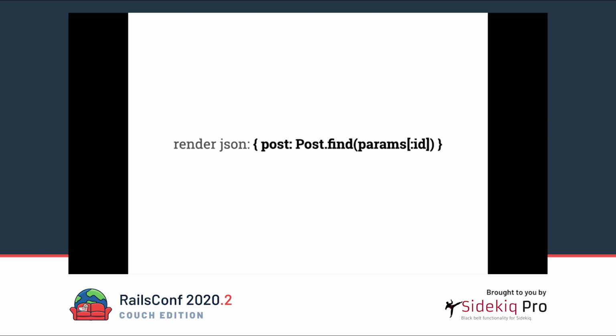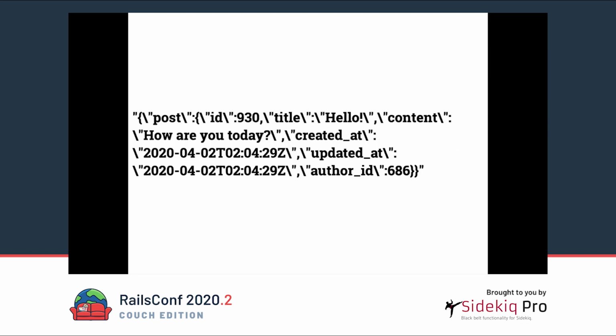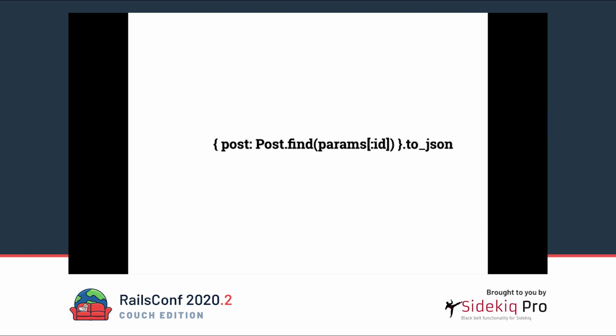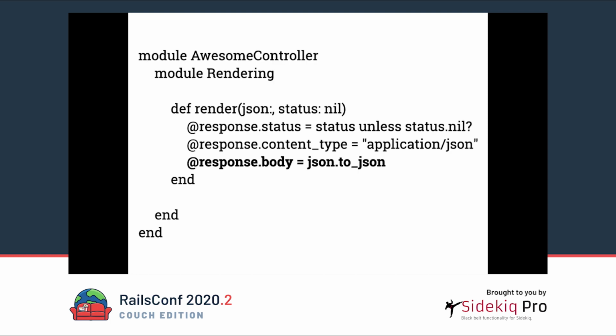We need to take this hash and turn it into a JSON string like this. This is as easy as calling .to_json on the hash. And we can set it on the response like this. This makes the body setting look like this. And like that, we have a working render method in our API.